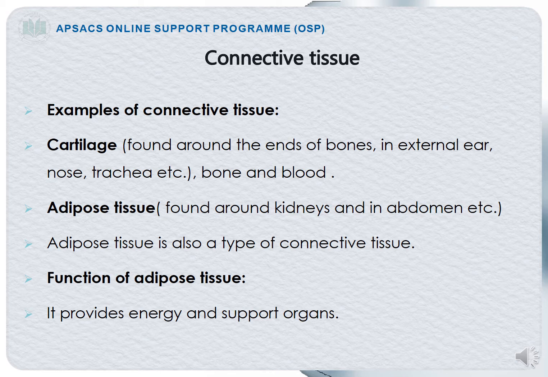Adipose tissues. Adipose tissues are actually the fat tissues, and they are present around your kidneys, and they are also present in the abdomen. Adipose tissue is also a type of connective tissue. Now what is the function of the adipose tissue? It provides energy and supports organs.